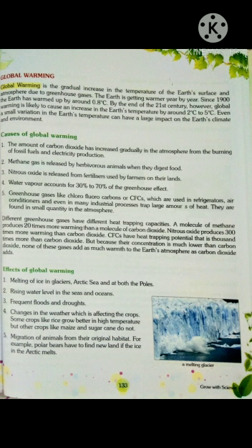Next is effects of global warming. Melting of ice in glaciers, Arctic Sea and at both the poles. Rising water level in the seas and oceans. Frequent floods and droughts. Changes in the weather which is affecting the crops. Some crops like rice grow better in high temperature, but other crops like maize and sugarcane do not. Migration of animals from their original habitat. For example, polar bears have to find new land if the ice in the Arctic melts.